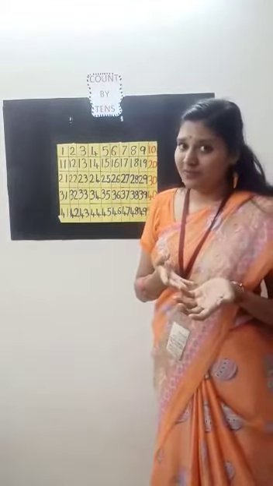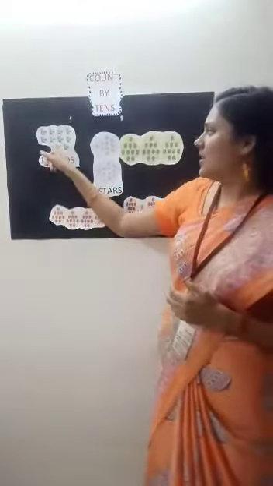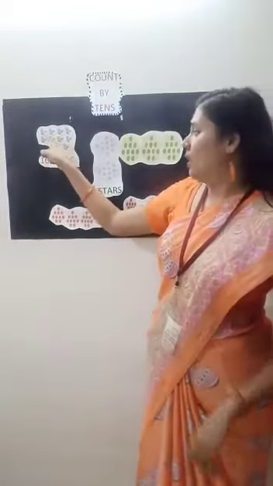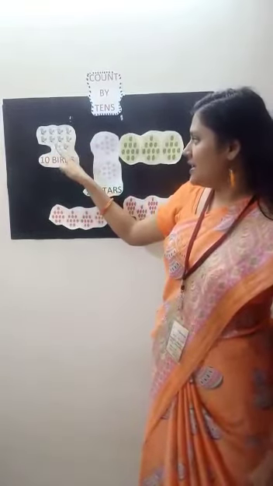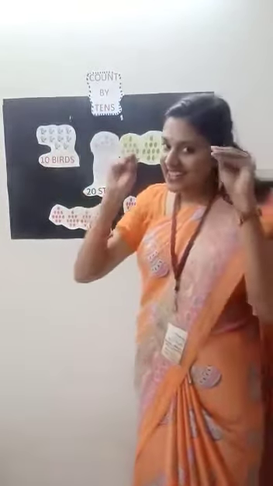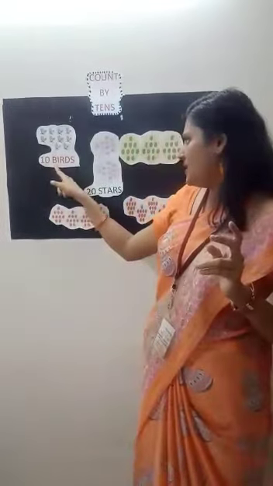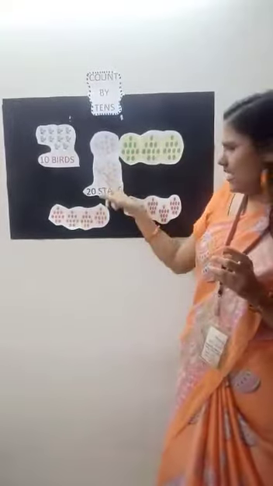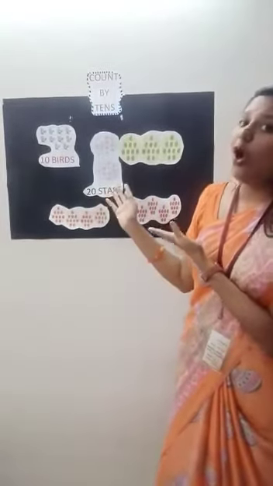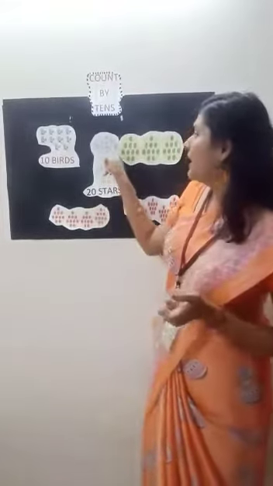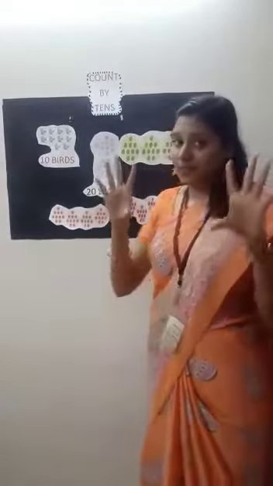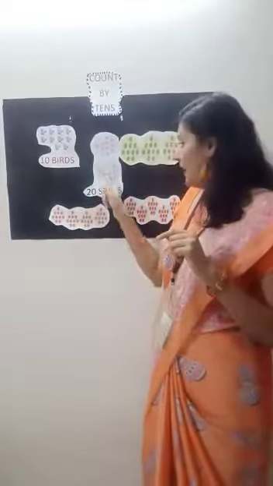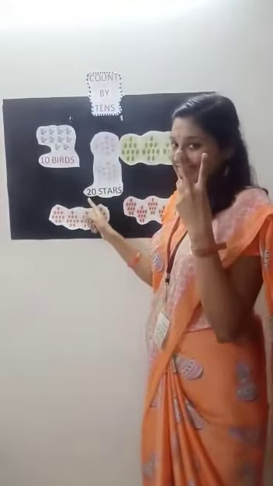Here it goes. Ready? See, how many birds are there? Shall we count? 1, 2, 3, 4, 5, 6, 7, 8, 9, 10. So how many birds? 10 birds. Now how many stars are there? Too many stars are there, no? How can you count? Easy method. In one there are 10 stars. In this, 10 stars. So 2 tens, 20 stars.